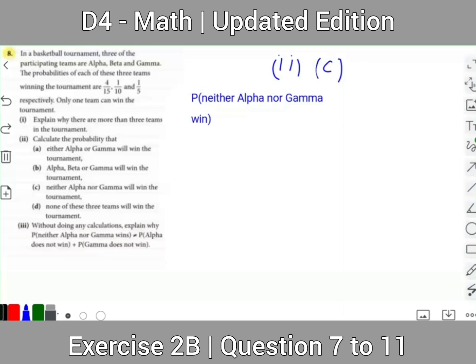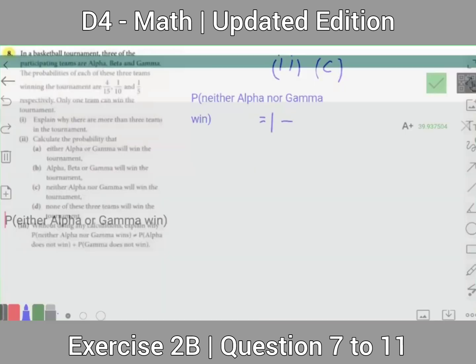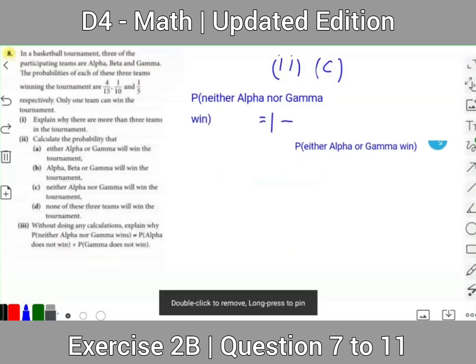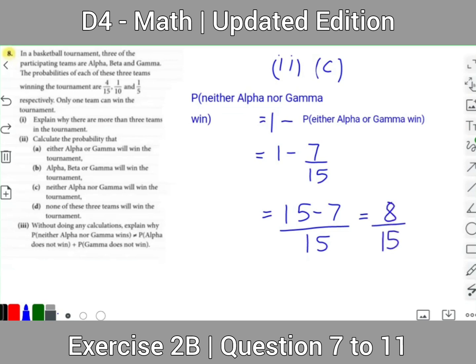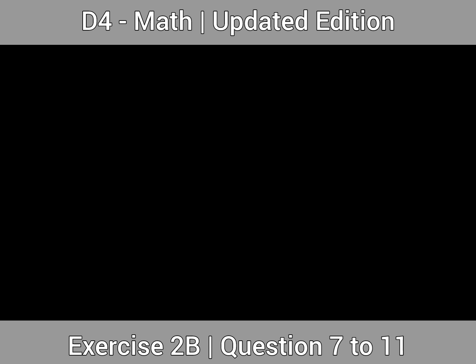Now in part C, we have to calculate the probability that neither alpha nor gamma will win the tournament. So for this, we will subtract the probability of either alpha or gamma winning from 1. Since the probability of either alpha or gamma winning we have already found, and that was 7 over 15, now we have 15 minus 7 over 15, and that will be equal to 8 over 15. So the probability that neither alpha nor gamma wins is equal to 8 over 15.